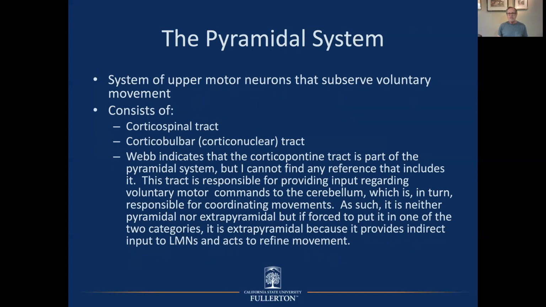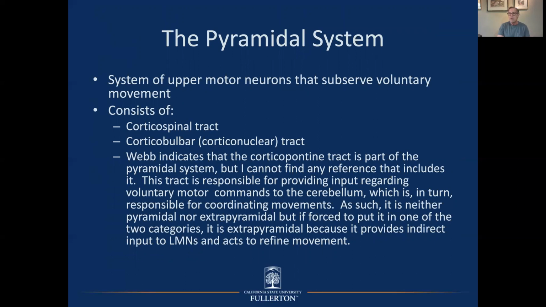The pyramidal system is a system of upper motor neurons that subserve voluntary movements. They consist of, now this should be kind of a review for you at this point, the cortical spinal tract and the cortical bulbar tract. Webb indicates that something called the cortical pontine tract is part of the pyramidal system, but I cannot find any reference that includes this. This tract is responsible for input regarding voluntary motor commands to the cerebellum, which in turn is responsible for coordinating movements.